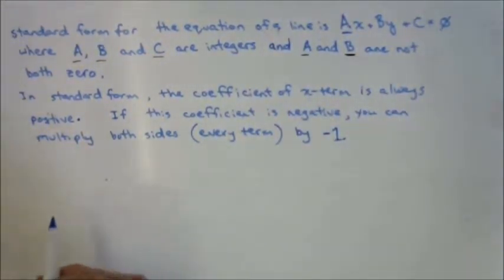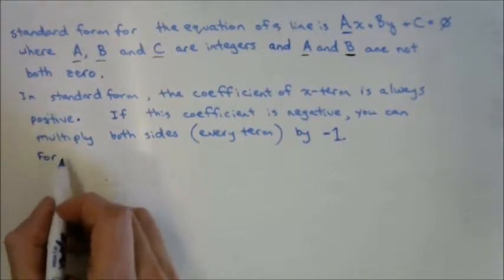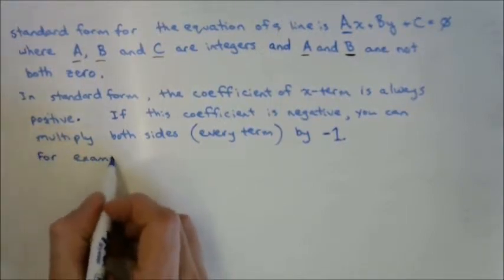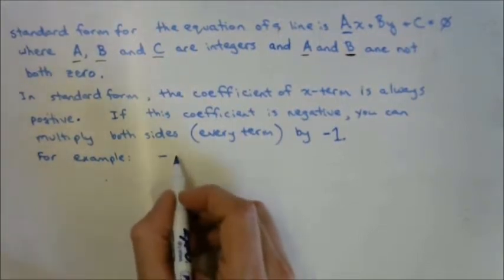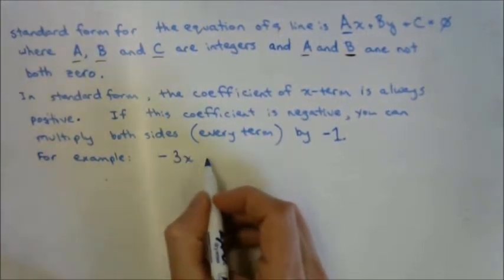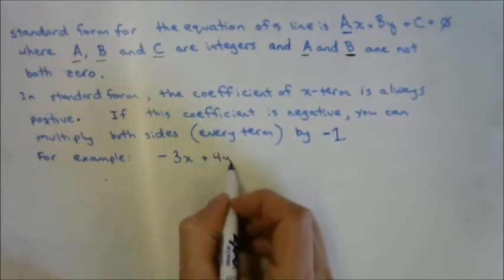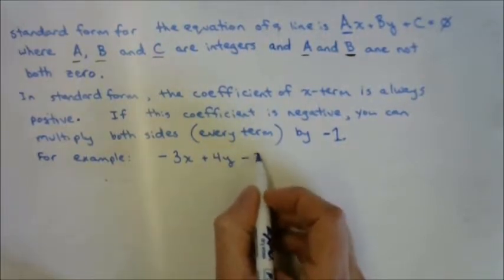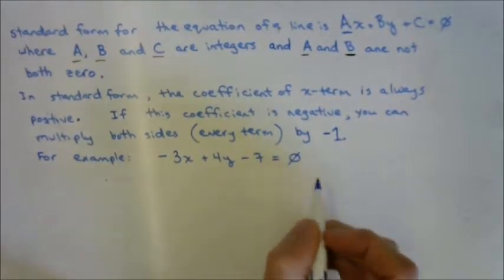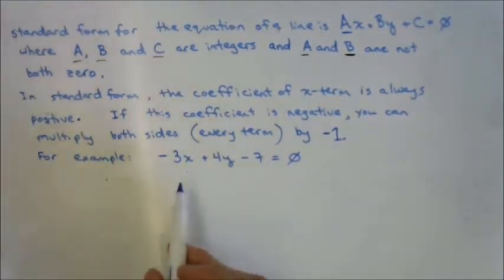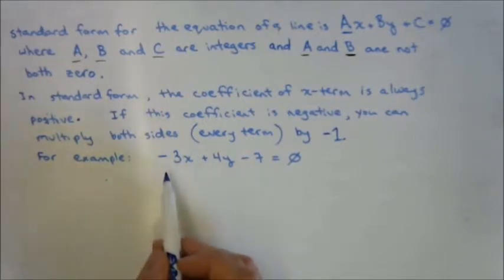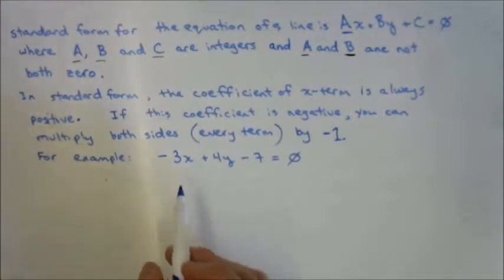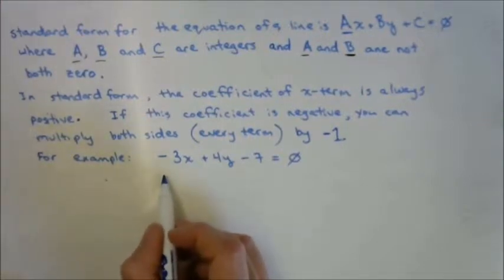Good. For example, let's say you've done some math or you're given a line and it's negative 3x plus 4y minus 7 equals 0. And you think, oh, it equals 0. It's got an a, a b, and a c, and an x, and a y. I must be done. But then you think, actually my coefficient of my x term can't be 0. So watch what happens. I'm going to put that whole thing in brackets.